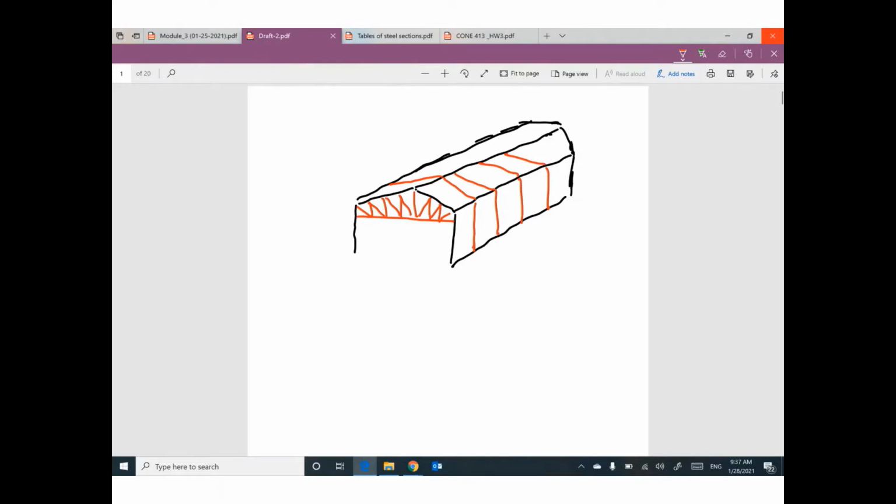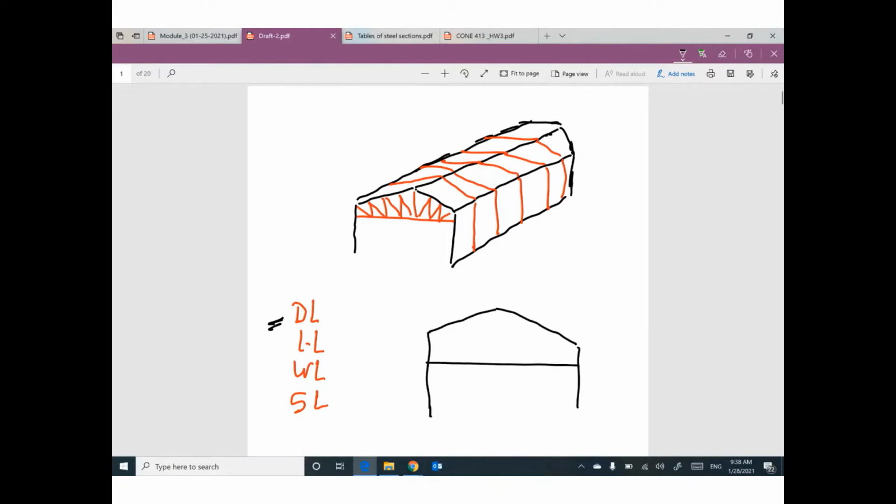So guys, from homework number 2 and homework number 1, you are now able to calculate the dead load, live load, wind load, and snow load on this truss. That's right. So if you have an existing building, or if you are trying to design a building mainly made from trusses, you are now able to calculate or estimate the dead load values, live load values, wind load and snow load.